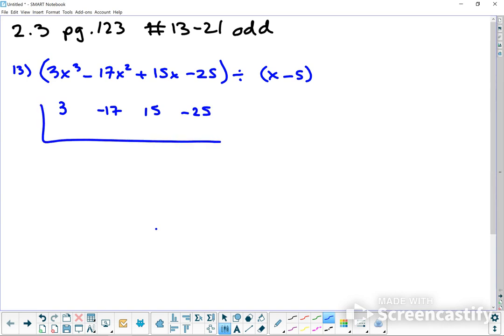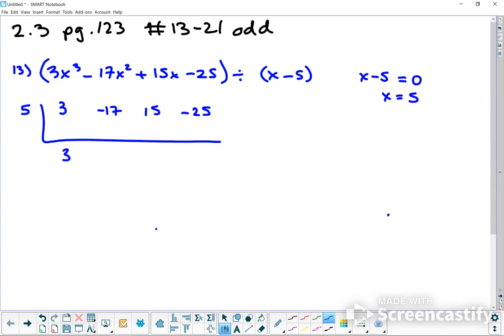And then the x minus 5. You're really going to use x minus 5 as a factor, but when you're doing synthetic division, you're going to find the 0, or let it equal 0 and then solve for that, and you're going to be using x equals 5. All right, so you're going to be using the 5 instead.